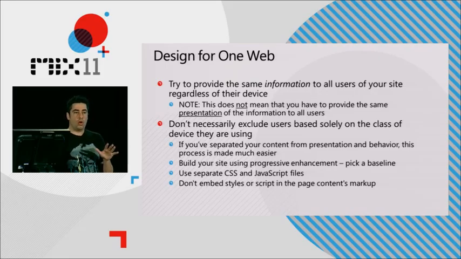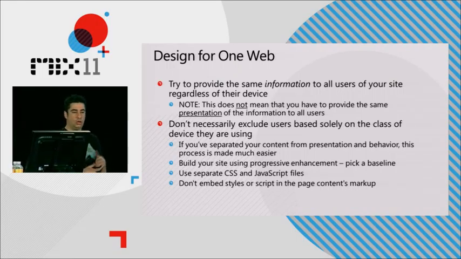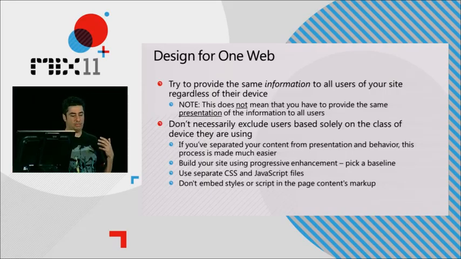Now, notice I'm not saying you should give everybody the same appearance or the same experience, right? But there's no reason why I shouldn't be able to get sports scores on the phone that I'm using, right? That's information that should be available to me. I shouldn't have to have device X to be able to go to my bank, right? So don't exclude people necessarily just based on the class of device that they're using.